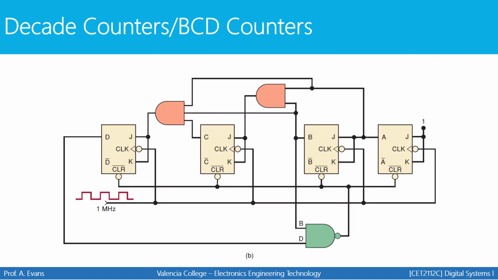And here's the solution. B and D are connected to the NAND gate. The NAND gate is connected to all 4 clear inputs. You need 4 flip-flops because you're trying to display a number that has 4 digits. And we have the synchronous design where the AND gates are used for the J and K inputs that follow each flip-flop. This would be how we would design a decade counter or a BCD counter that is a synchronous design.